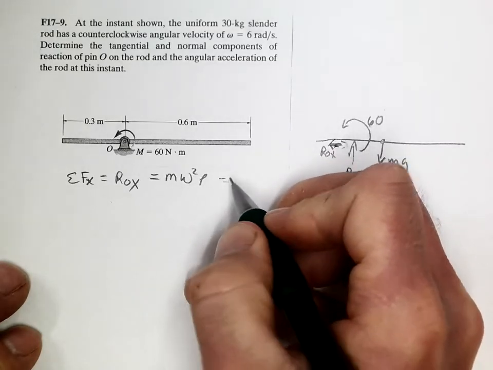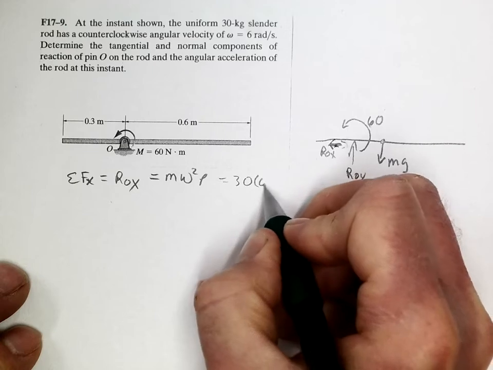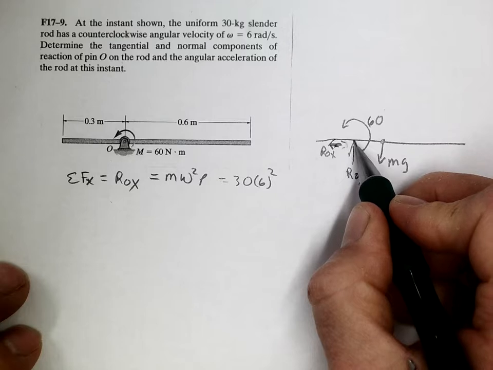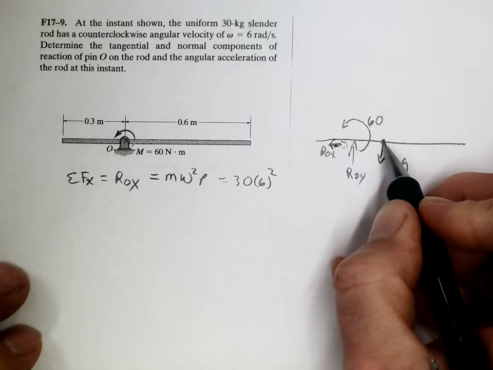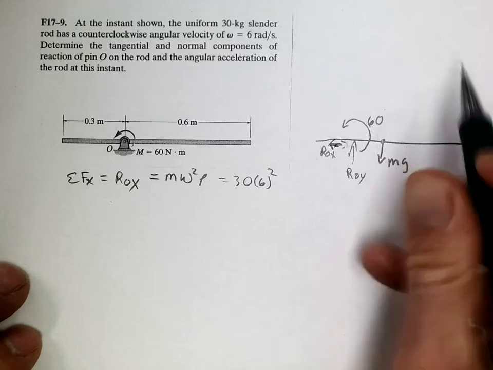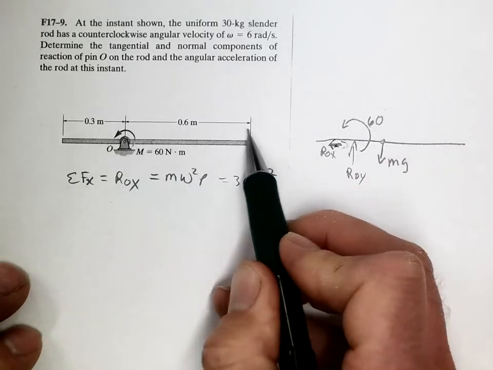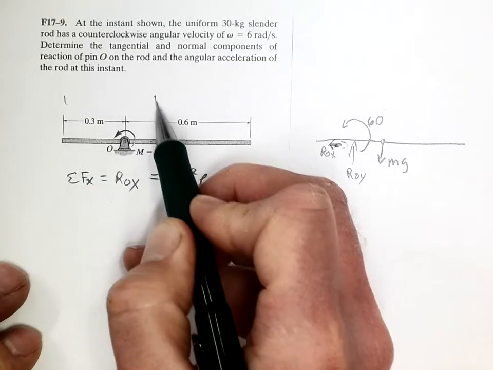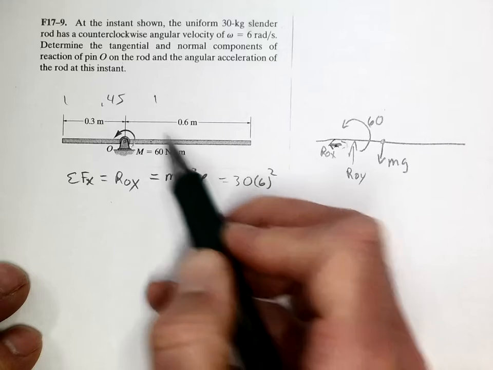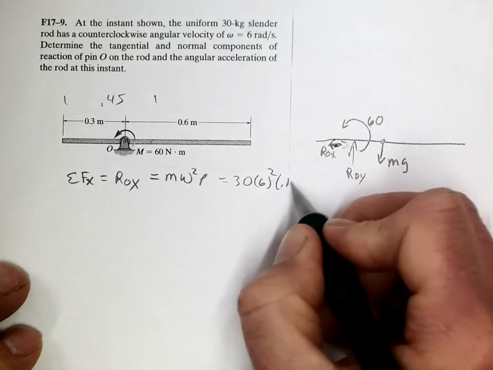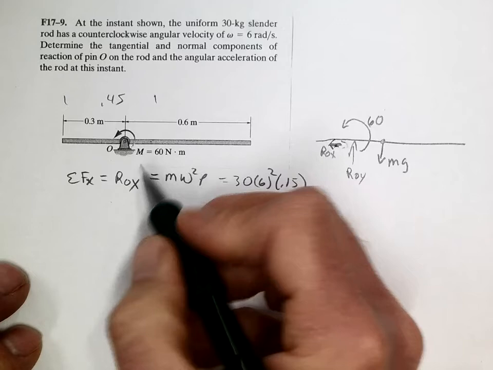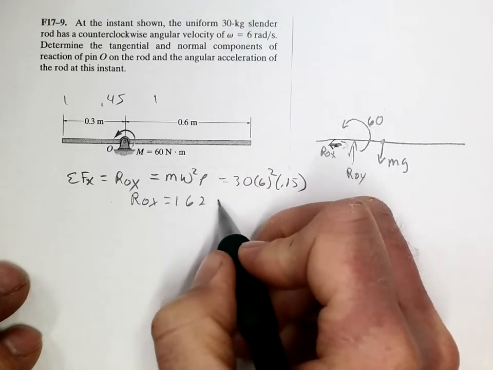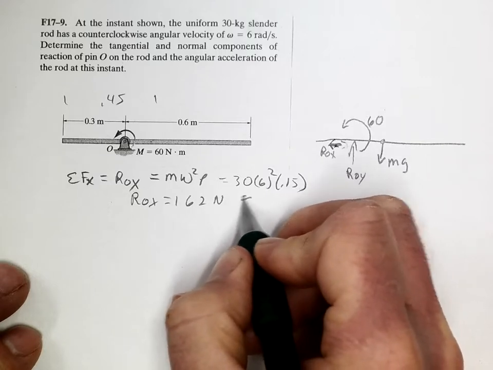So this is equal to m omega squared rho, which is 30 times 6 squared times the distance between the point and the center of gravity. The rod is 0.9 all the way across, so the center is at 0.45, and the difference is 0.15. And so ROX is going to be 162 newtons in this direction.